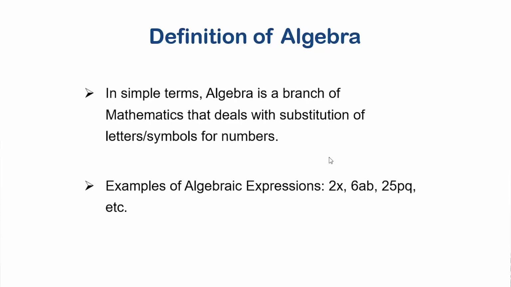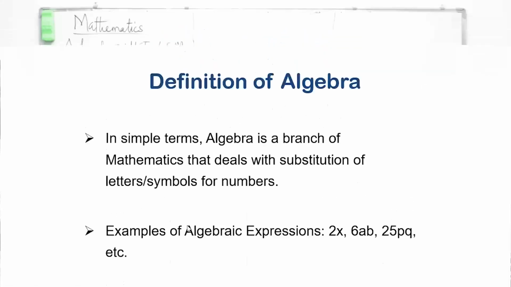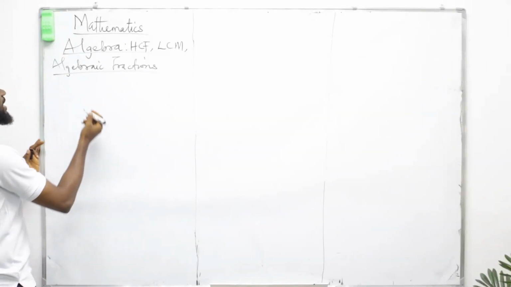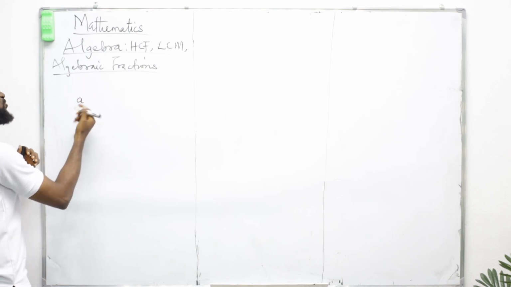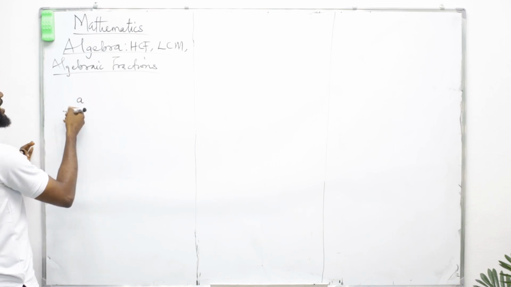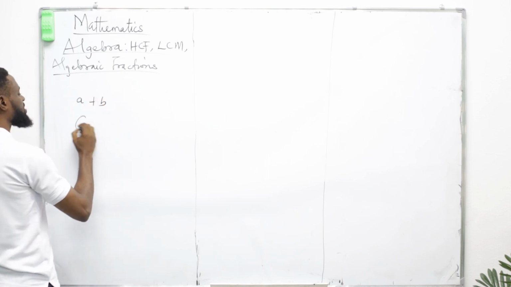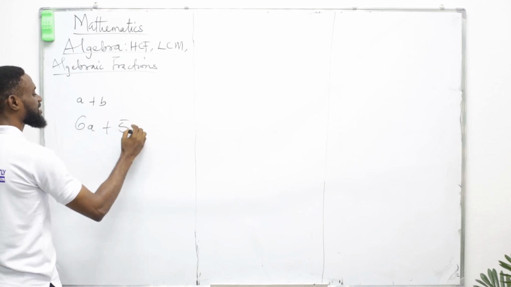Any mathematical expression that you see, maybe the letters of your alphabet or any other symbol that is not our real normal numbers, those are called algebraic expressions, okay? So examples or illustrations of what algebra looks like. When you open your mathematics text, you could see something like A. They'll ask you to add A. Sometimes they ask you to add A plus B, okay? Sometimes they'll ask you to do something like 6A plus 5X.